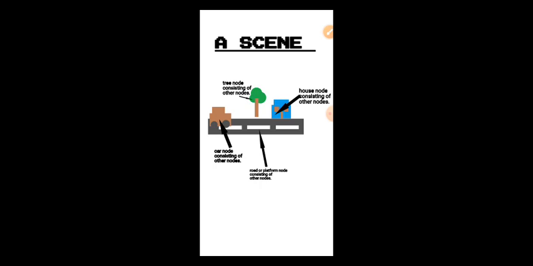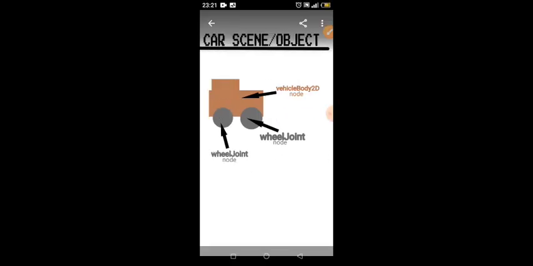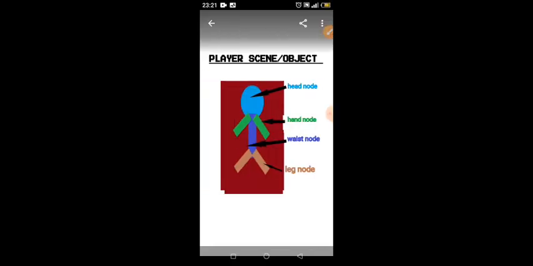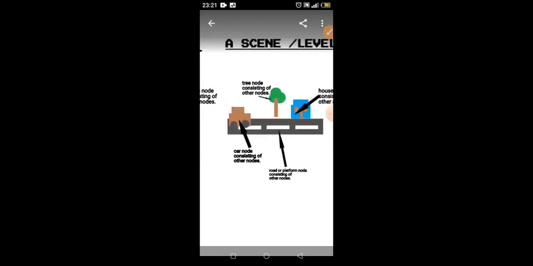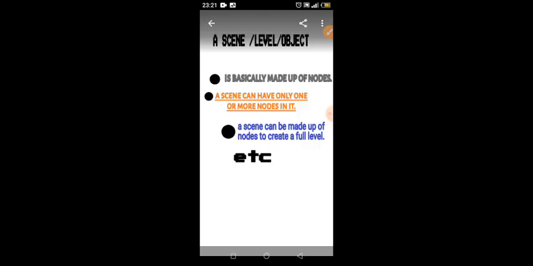So a scene can be used to create a level. You can create everything with a scene. Since you can create a player scene consisting of a head node, a hand node, a waist node, and a leg node, that is the same thing you can do to create a tree node, a house node, a vehicle node, and a platform node inside the scene. So I hope you understand this one too.